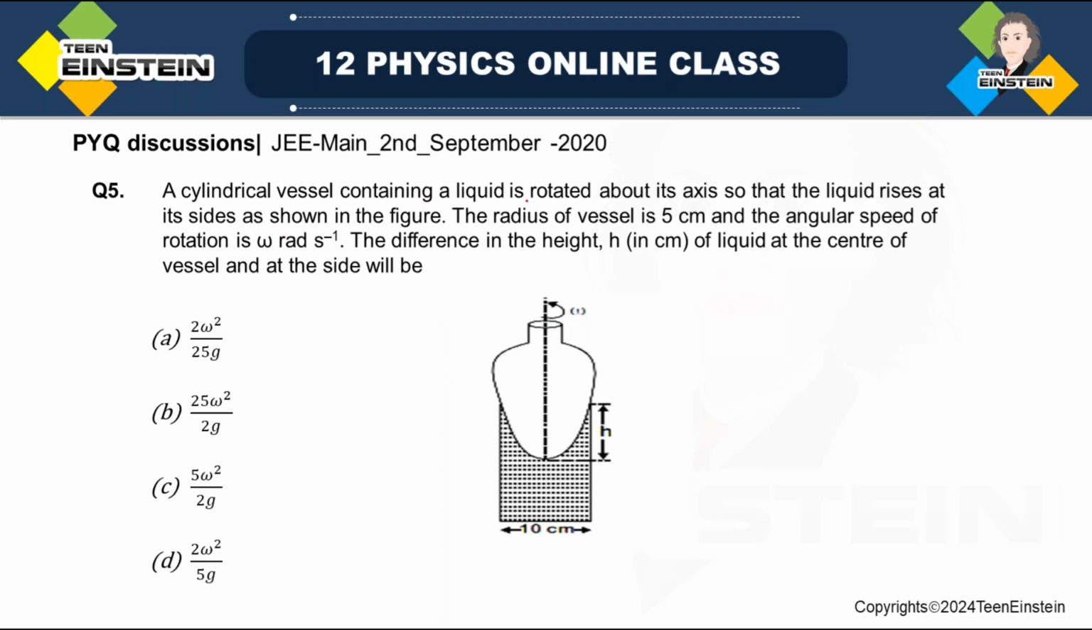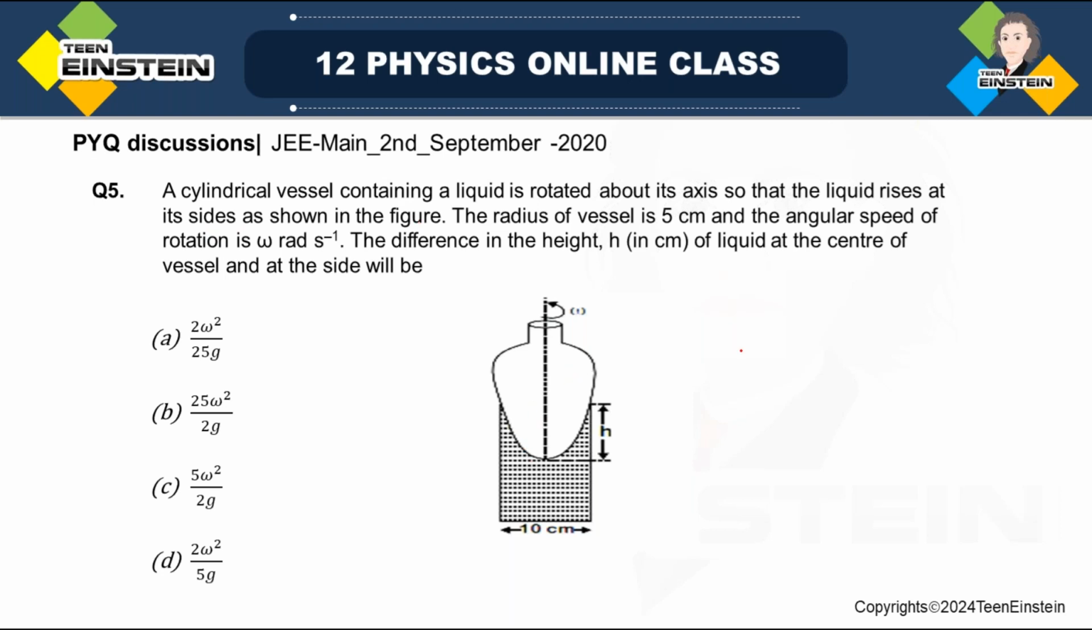A cylindrical vessel containing a liquid. So this is the last problem for this session. A cylindrical vessel containing a liquid is rotated. You can see this cylindrical vessel. It is rotated about its axis so that the liquid rises at its height as shown in the figure.